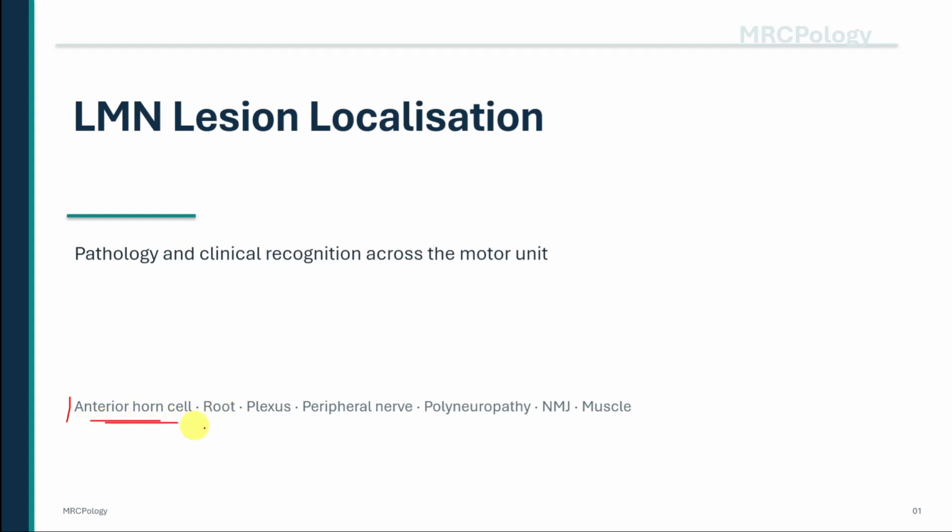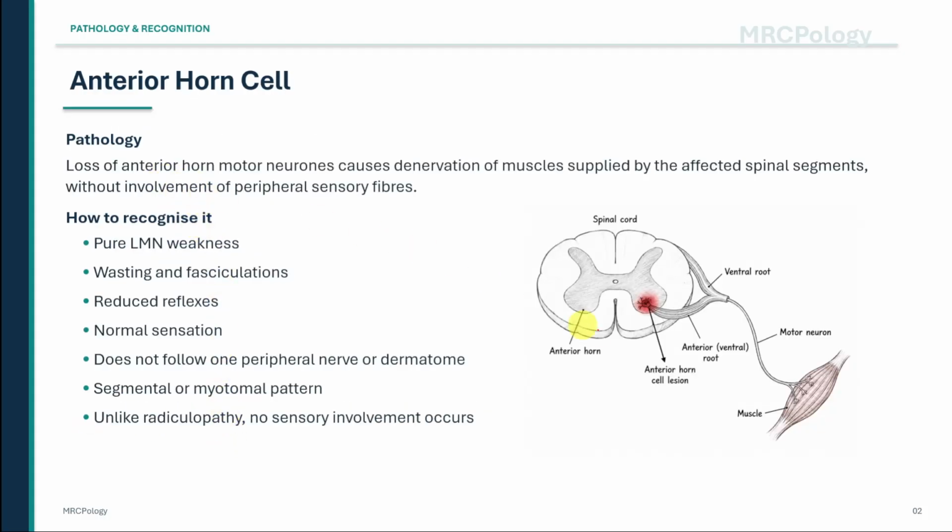Anterior horn cells are the lower motor neurons located within the spinal cord. Loss of these motor neurons causes denervation of the muscles supplied by the affected spinal segments. The sensory fibers are not directly involved. Clinically, this produces pure lower motor neuron weakness. Look for muscle wasting, fasciculations, reduced tone, and reduced reflexes.